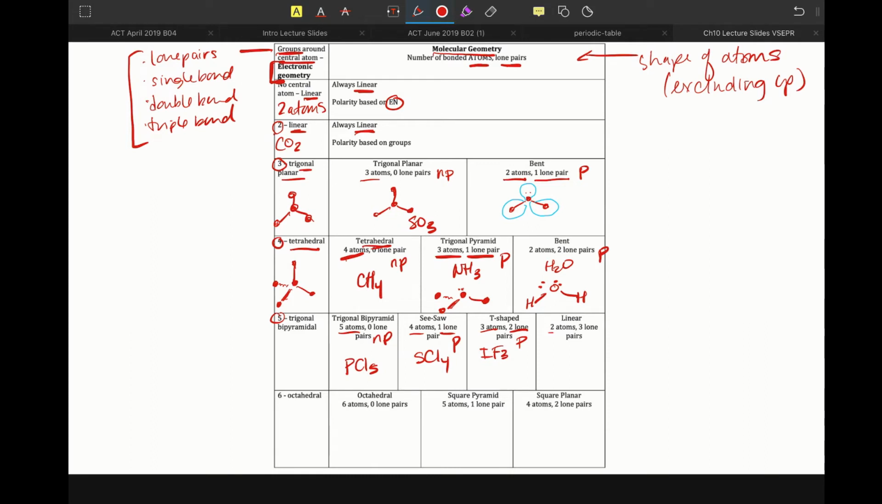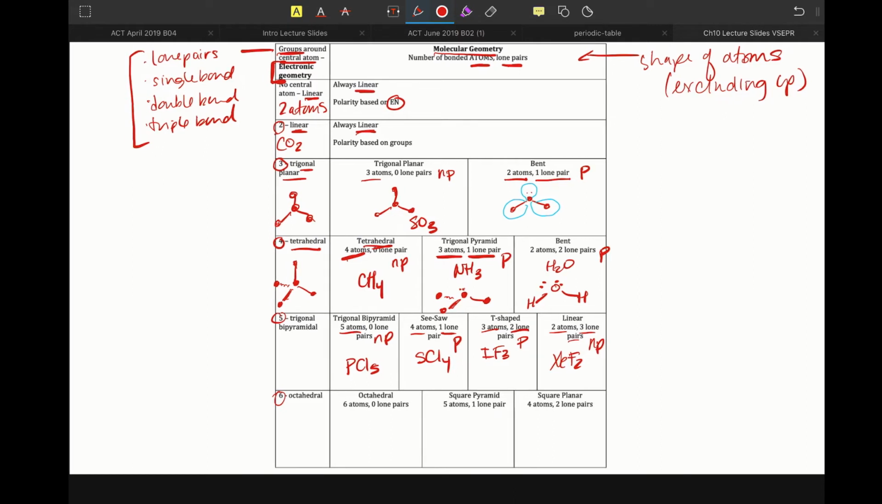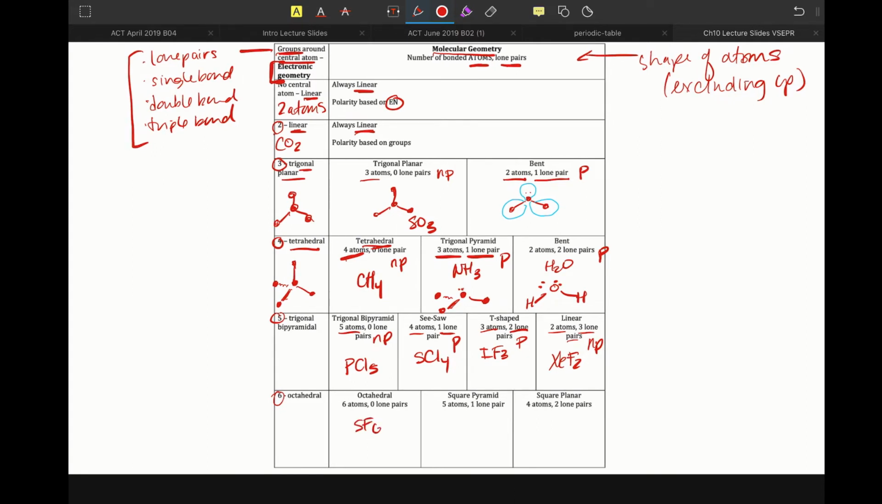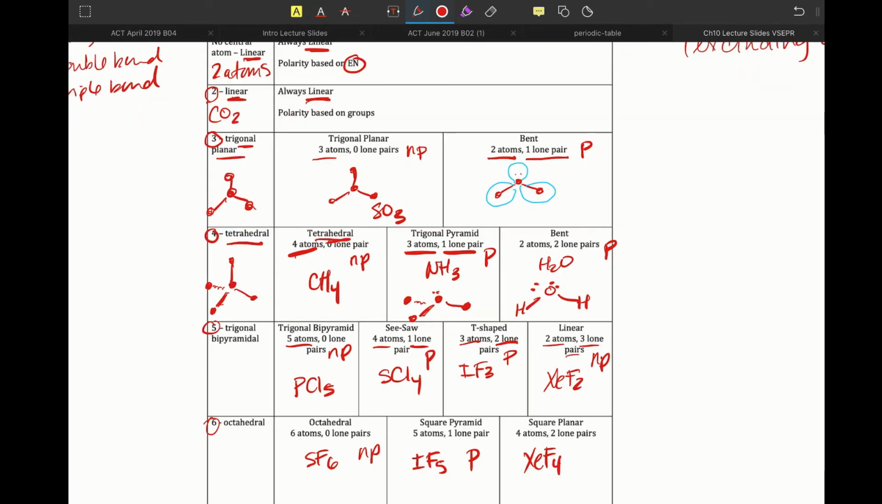And linear would be something with 2 atoms and 3 lone pairs, so like XeF2, nonpolar. Octahedral, here we would have like SF6, nonpolar. Square pyramid would be like IF5, a little bit polar. And square planar, XeF4, nonpolar.